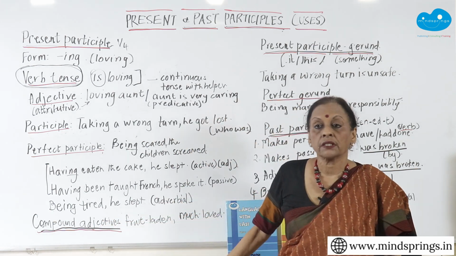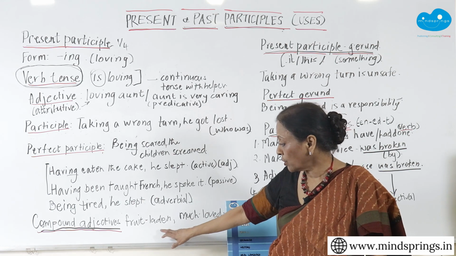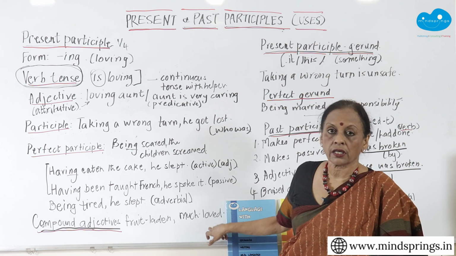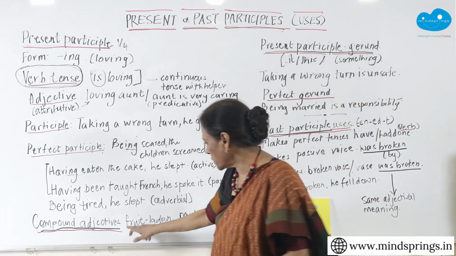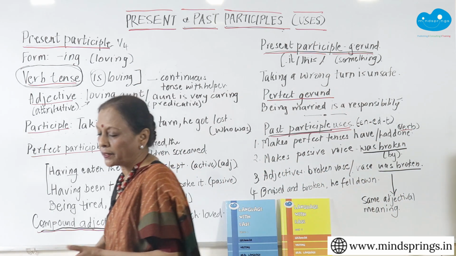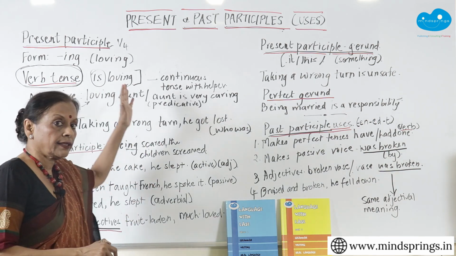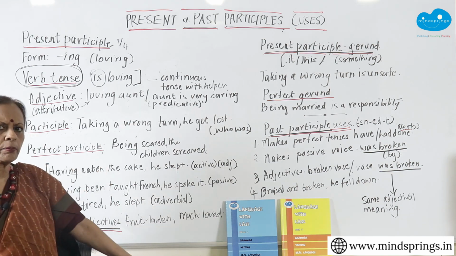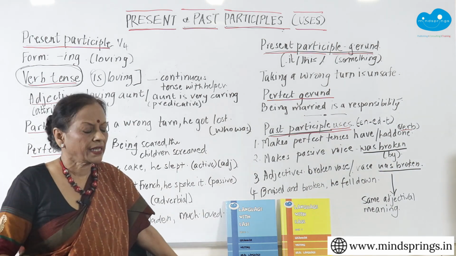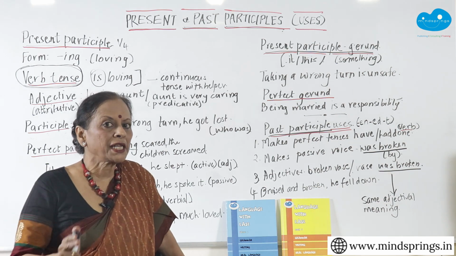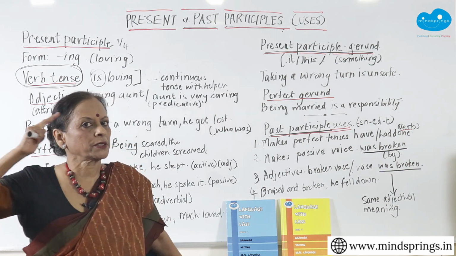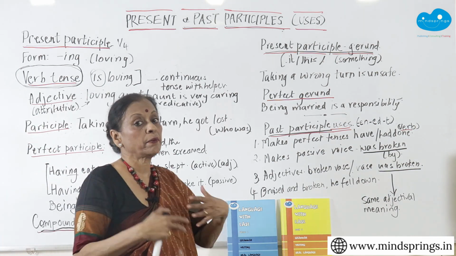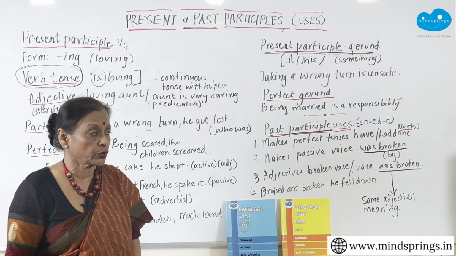Compound adjectives, you can make compound adjectives with your past participle actually. This is fruit laden, much loved, etc. These are not present but past participle. It should have come on the other side. Never mind. So, you have got the past and present participle as adjective here. Let us look at the present participle as a gerund. This has been done to death, but I am still bifurcating it into present participle gerund and present participle adjective so that you do not make any mistake and you do not have any confusion.